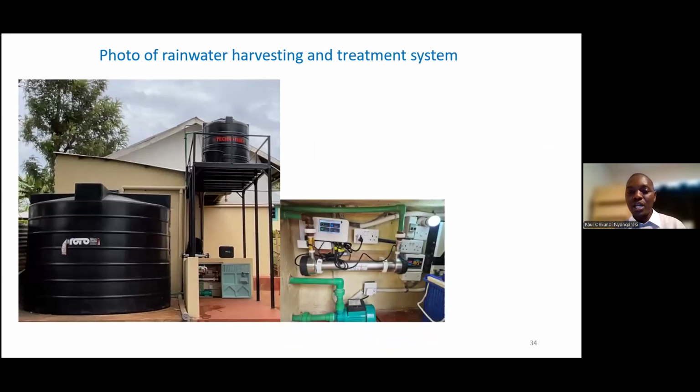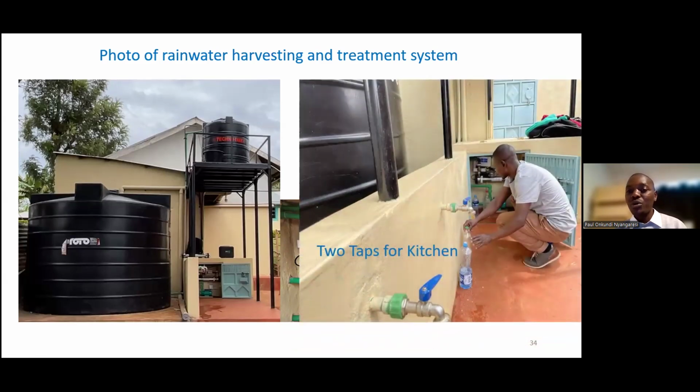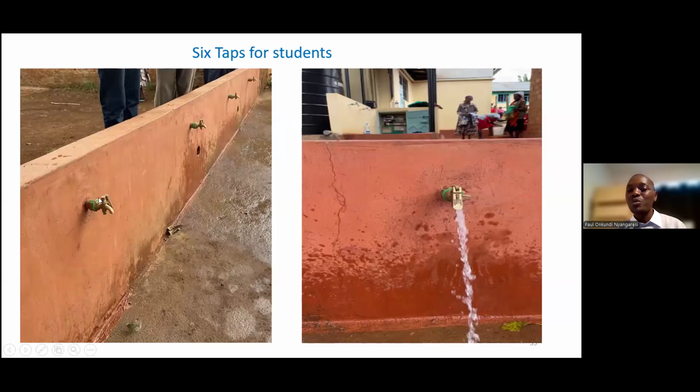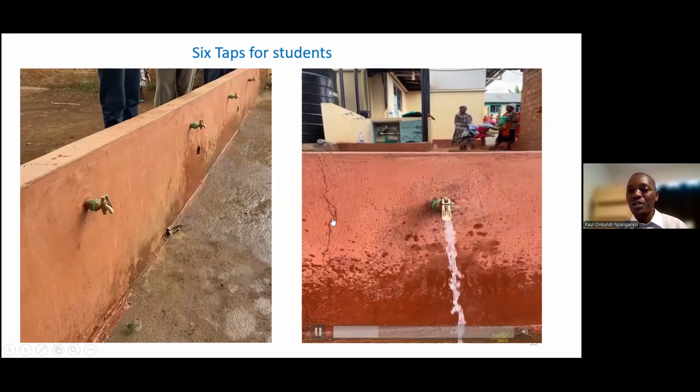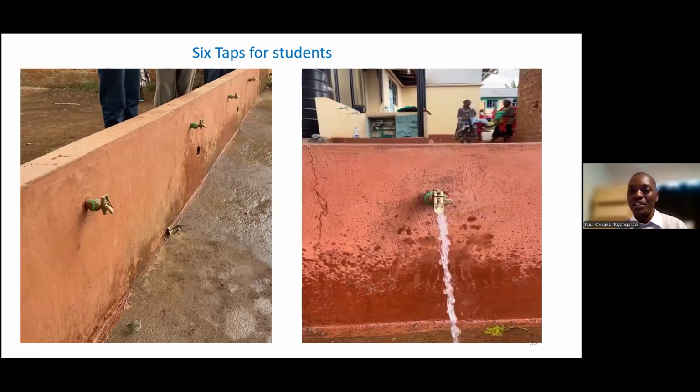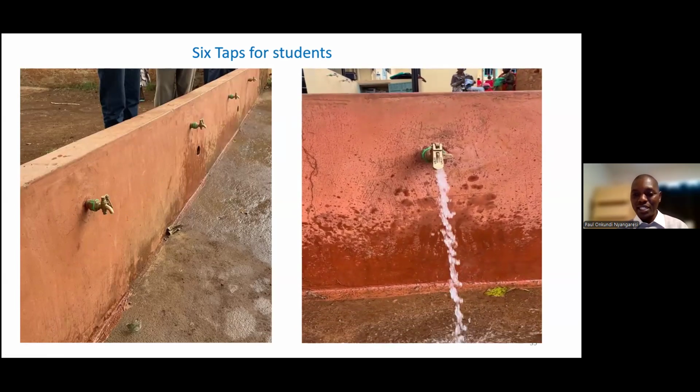You can see the system which we installed. It was a very big system, with around 8 GPM, that is around 35 liters per minute. We were able to produce very good quality water. This is the test. In this system, we had 8 taps: 2 taps for the kitchen, and around 6 other taps for the children. We were able to produce very good quality water for that school after doing the testing.